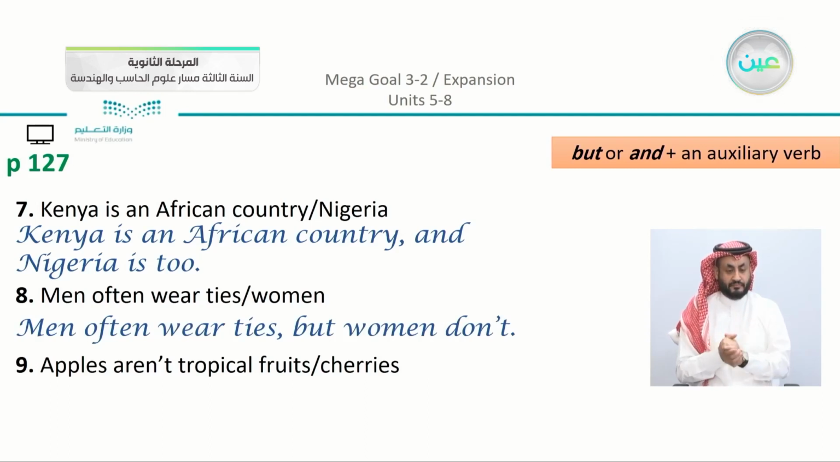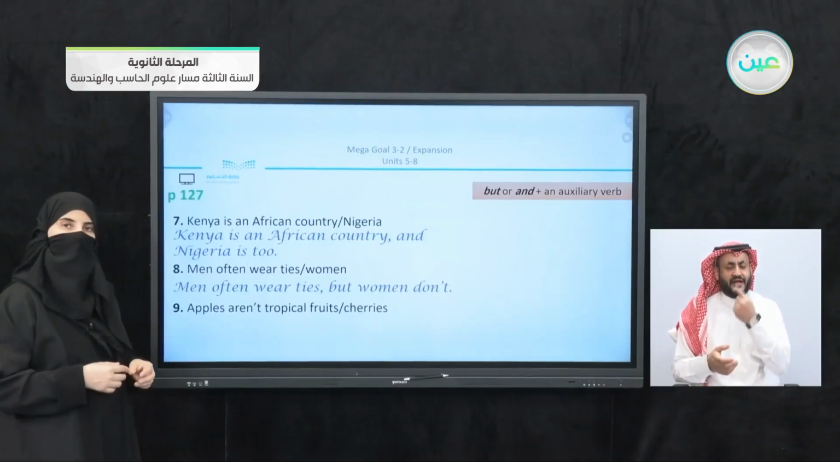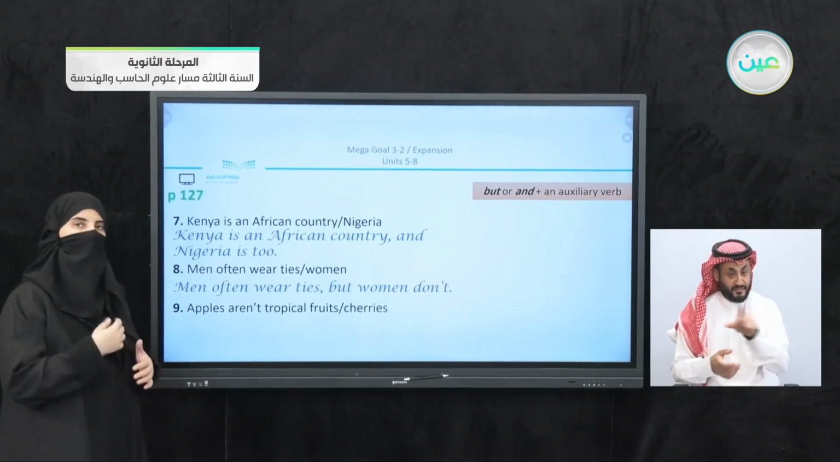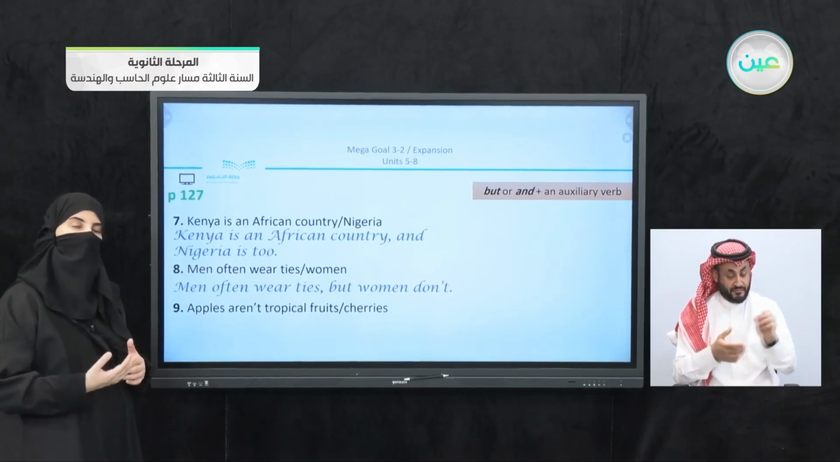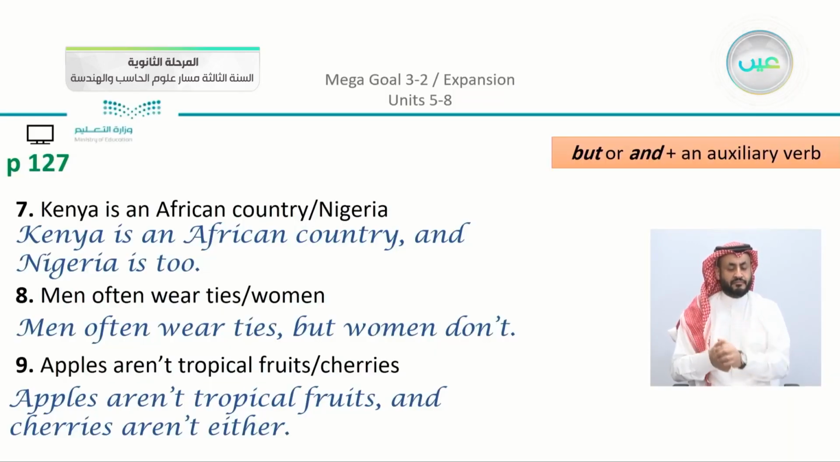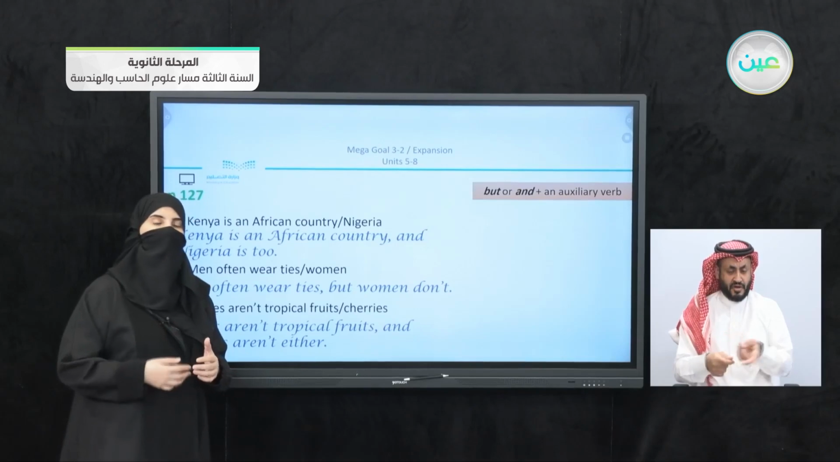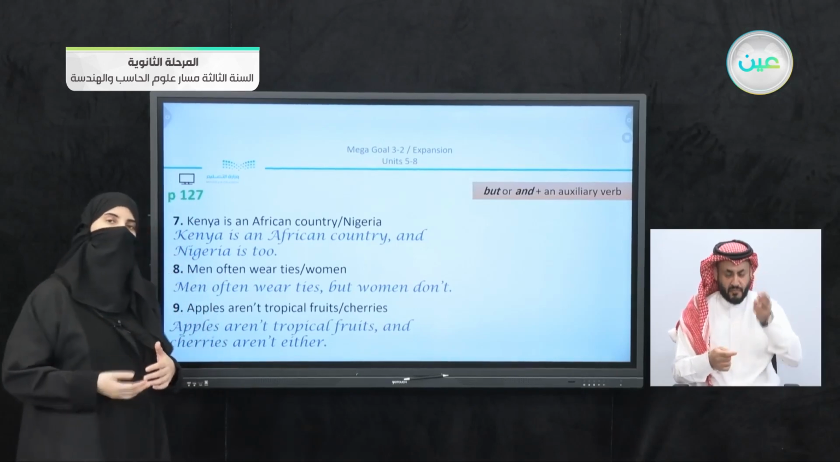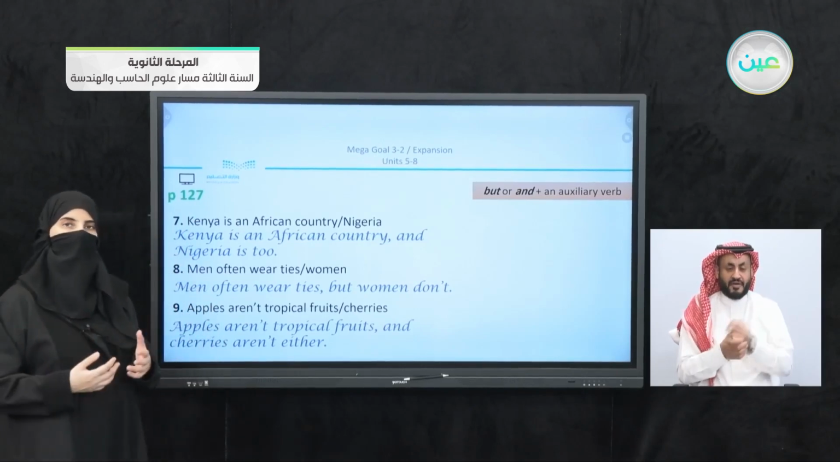Coming to our last example here, apples aren't tropical fruits, cherries. So note that we have here the same thing. We have here aren't, which is negative at the very beginning of the sentence. So we're going to see that we have here apples aren't tropical fruits and cherries aren't either. So you can see that repetition here makes you practice more and apply the correct structure of the sentences.